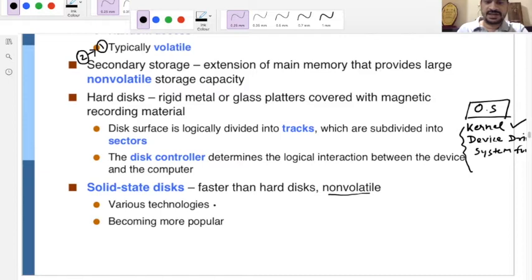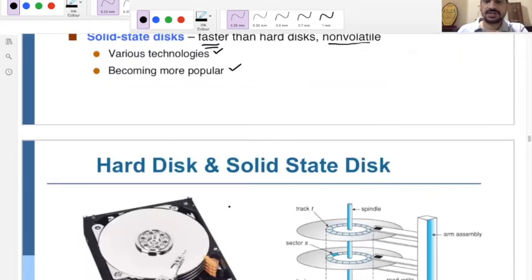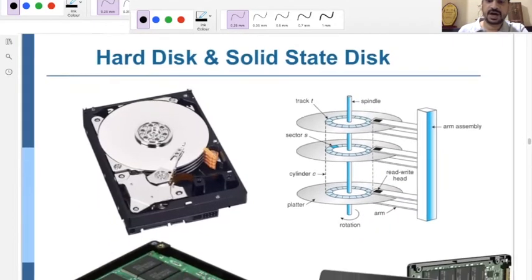This solid state disk has been made with various technology and become more popular because of the speed. Because of the speed, nowadays solid state disk is more popular. Let's see the difference between hard disk and solid state disk, that how it looks like.